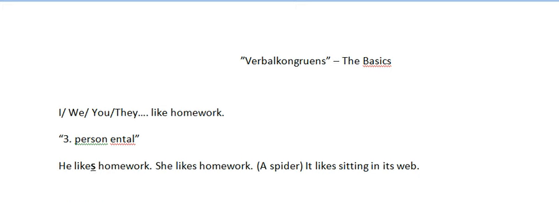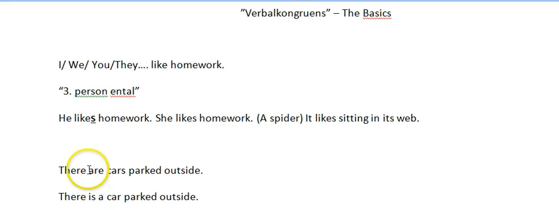So moving on, we're going to look at, for example, the word there in English. In English we say, for example, there are cars parked outside, or there is a car parked outside. So when do we say what? What you have to do is you have to ignore the word there. Cars are parked outside. That's completely normal.